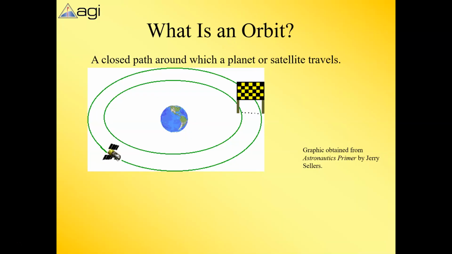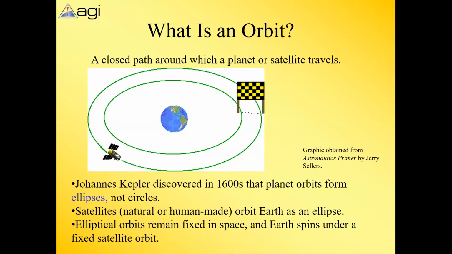So what is an orbit? An orbit is really just, as you see here, a closed path around a planet that a satellite takes. And a satellite, by the way, could be natural or man-made. For example, the space station is a man-made satellite, but the moon is also considered a satellite.